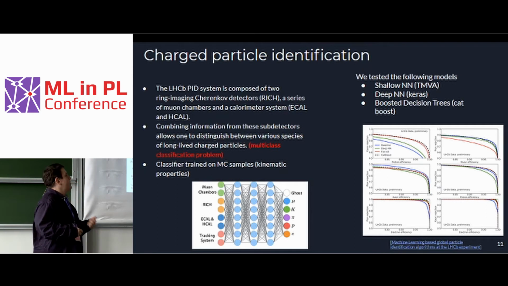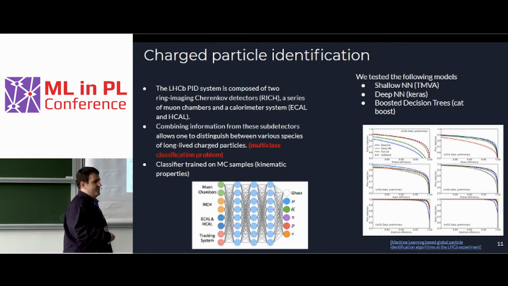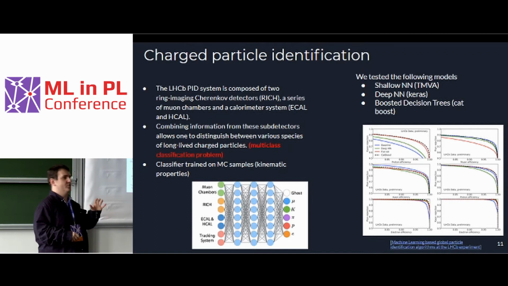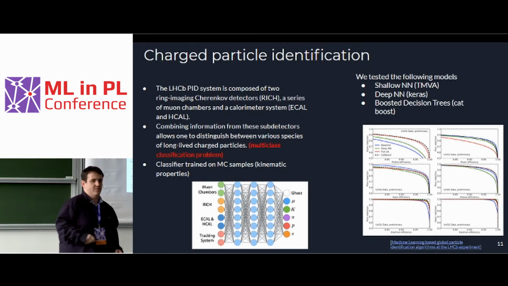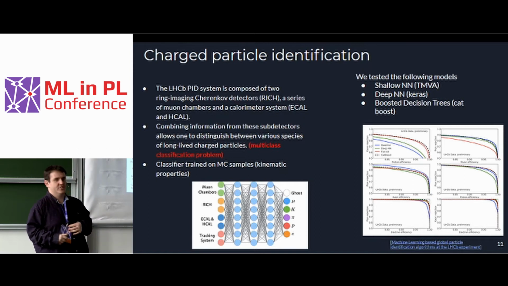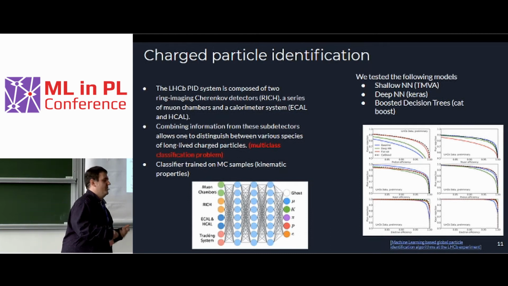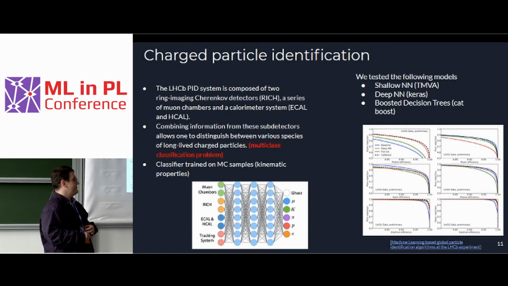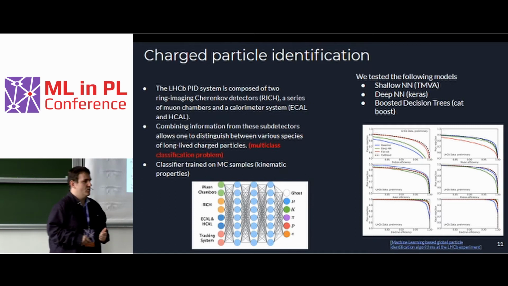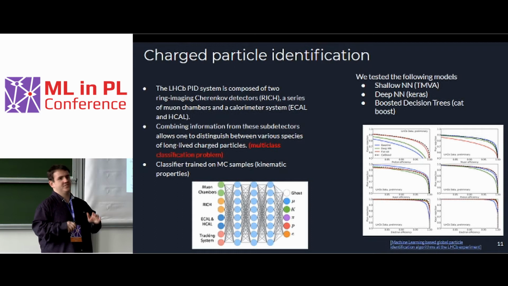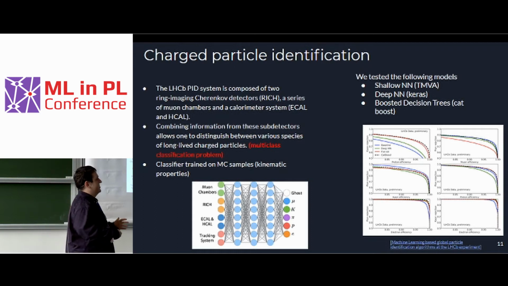And what types of models did we check? First, the very naive, very simple idea was the shallow neural network, a neural network with only one hidden layer, trained using TMVA. This is a library that is very popular in the high energy physics community. The second idea was a deep neural network with multiple, probably 4, hidden layers. And the one that won this Kaggle-like competition was the boosted decision tree.